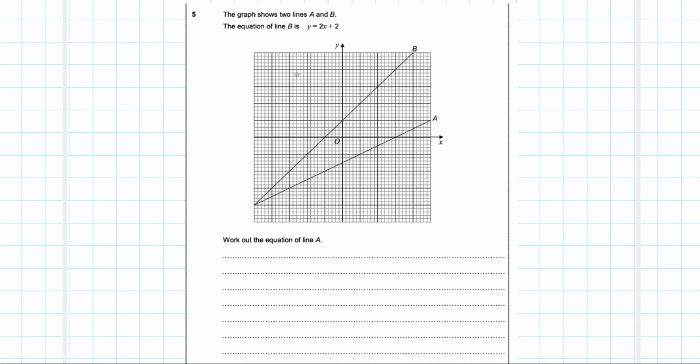Next one we have is question 5. The graph shows two lines, A and B. The equation of line B is y equals 2x plus 2. Work out the equation of line A.